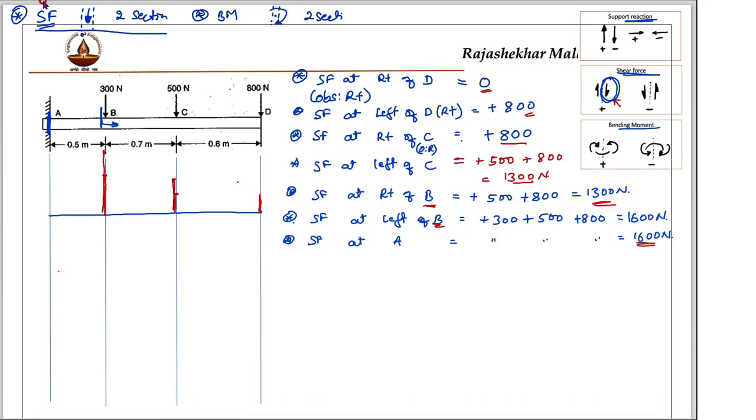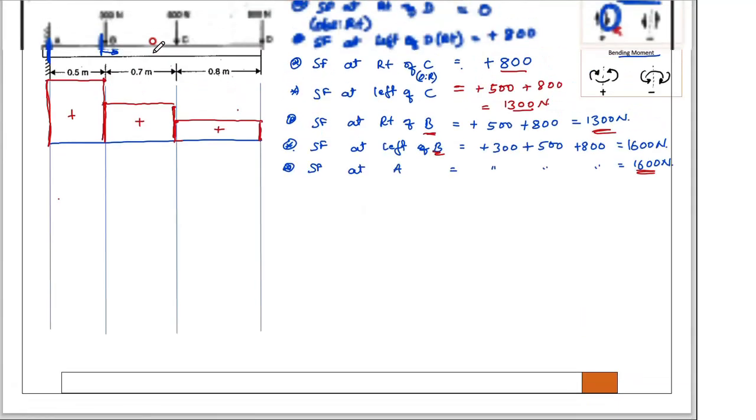Now, no load, straight line; no load, straight line; no load, straight rectangle. Now this is your shear force diagram. Over. Now we'll come to the bending moment diagram.